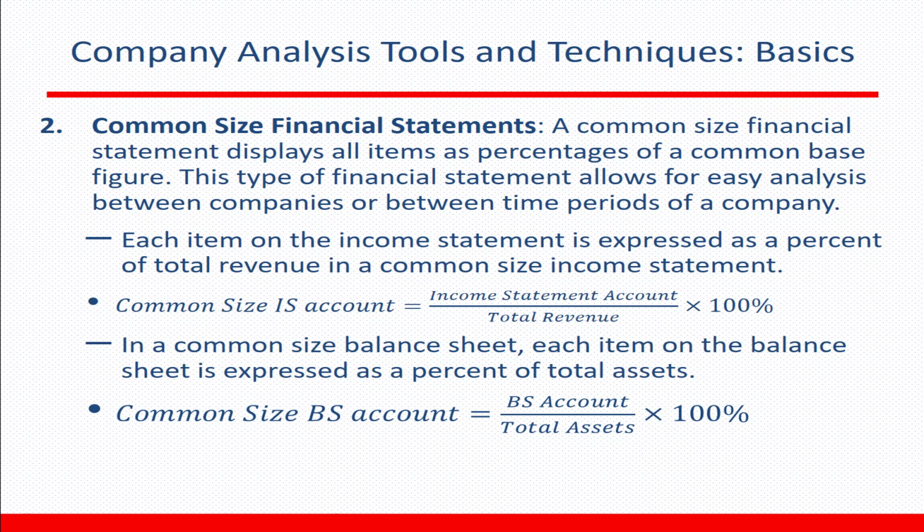Another tool we have is the common size financial statement. In this common size financial statement, what we do is express each item in the income statement and balance sheet as a percent of total revenue or total assets, and then see over time, and you can also compare that across different firms. So I have provided one example here.